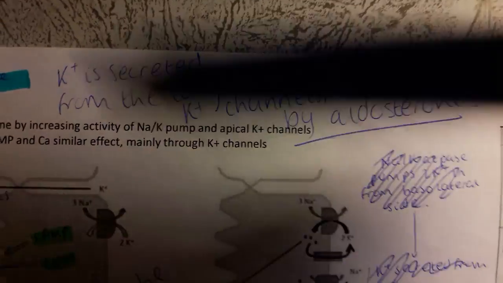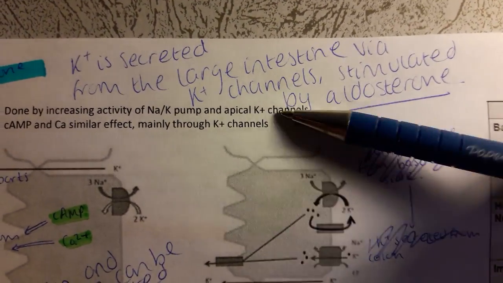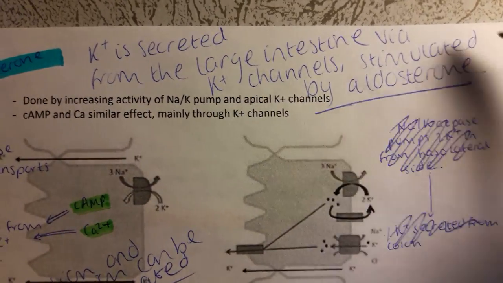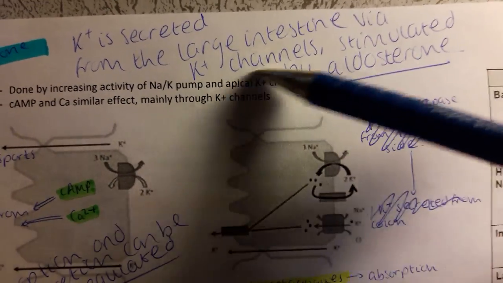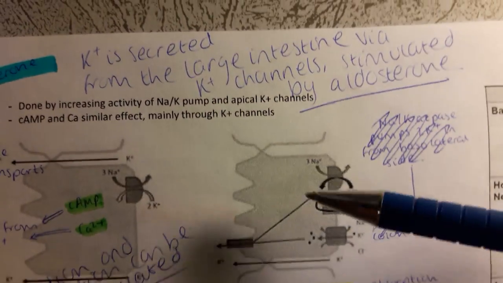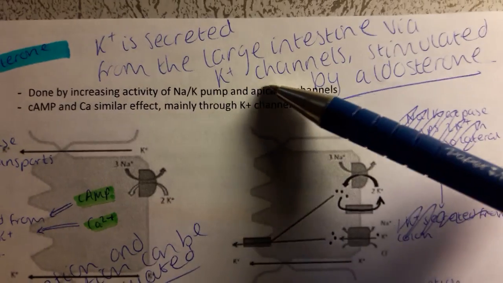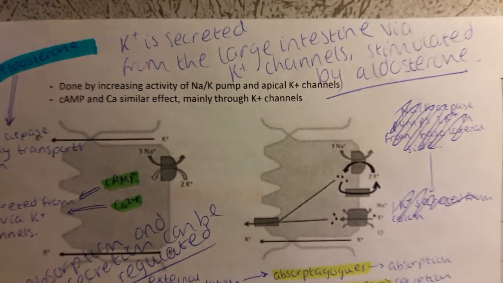Like I said, potassium is secreted from the colon via potassium channels, and as I'll talk about in a second, it's stimulated by aldosterone. So remember I said that aldosterone inhibits sodium and chloride absorption, but it stimulates the secretion of potassium from the large intestine. So let's have a look at that.